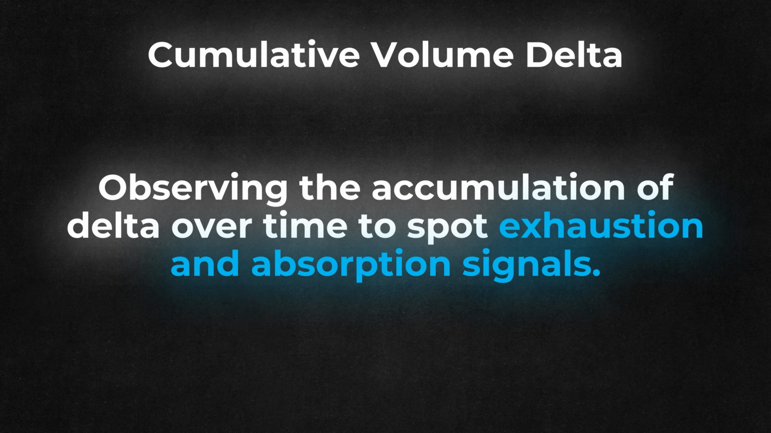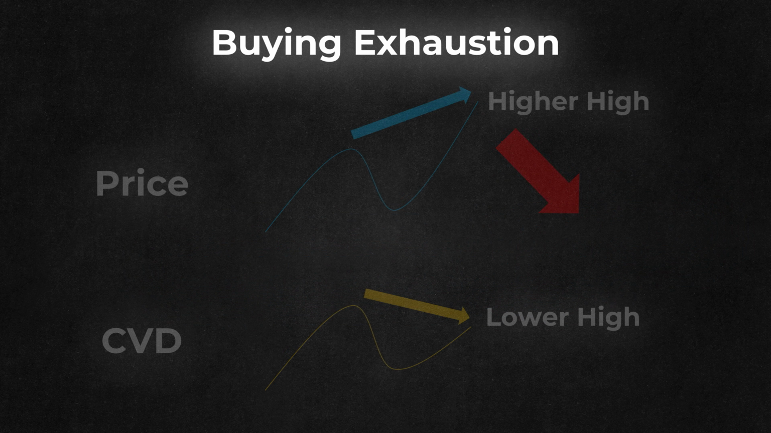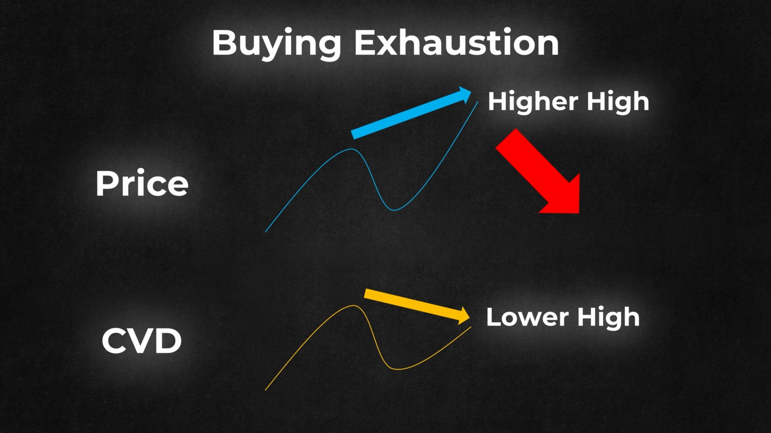This works similarly to spotting divergence signals in oscillators, in the sense that we compare the evolution of price extremes with the corresponding extremes in the cumulative volume delta. Let's study the exhaustion and absorption patterns. If price is creating higher highs but the CVD is making lower highs, it means that buyers are losing steam, and price might reverse to the downside soon. That is the buying exhaustion.